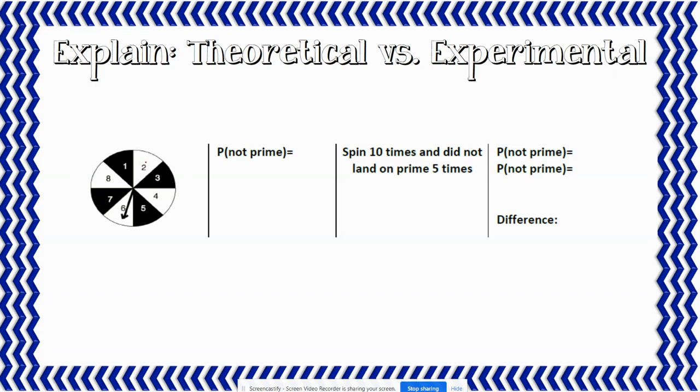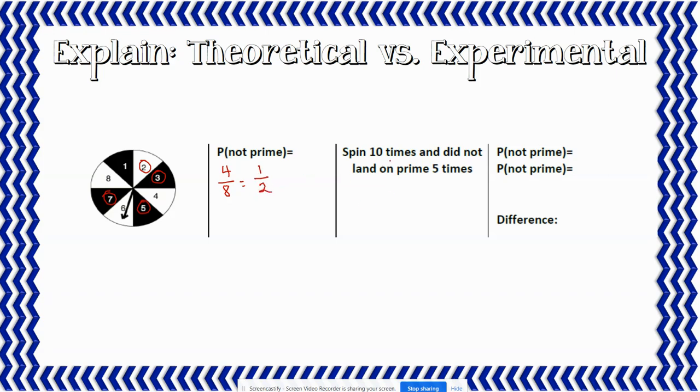All right, for this, 2, 3, 5, and 7 are prime numbers. 1 is a number that is neither prime nor composite. So in this case, we have 4 numbers that are prime out of 8 total numbers, which is 1/2.